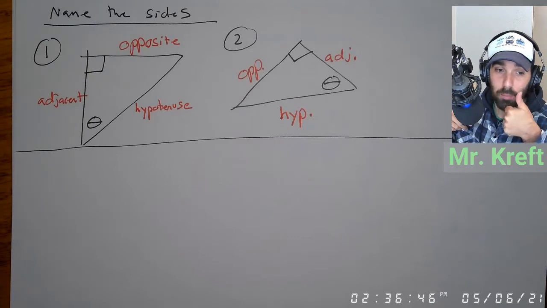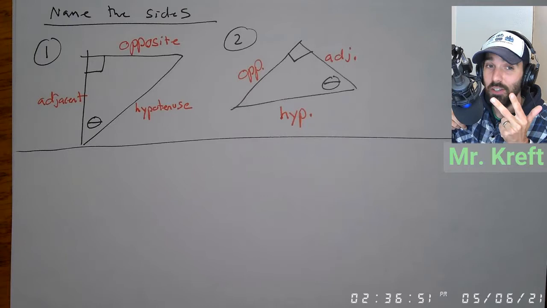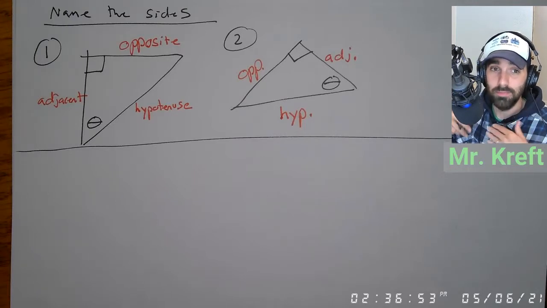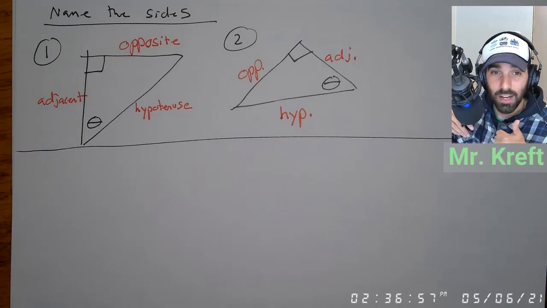Okay, so just remember the order. Do hypotenuse, opposite, then adjacent. And if you do it in that order, you're going to have a lot less problems. Okay, I can't say you're not going to have any, but you're going to have a lot less. So hypotenuse, opposite, adjacent.